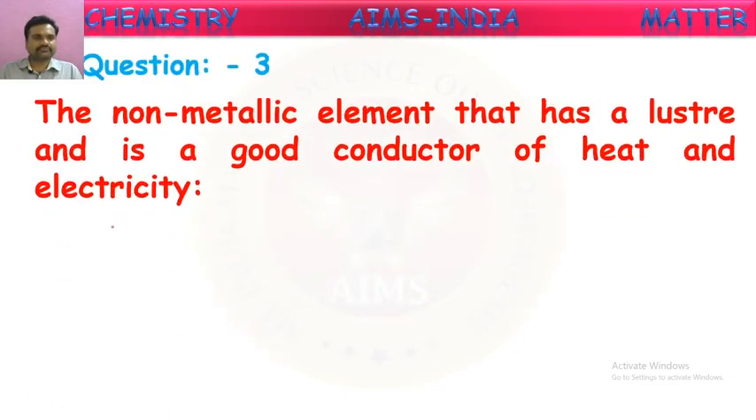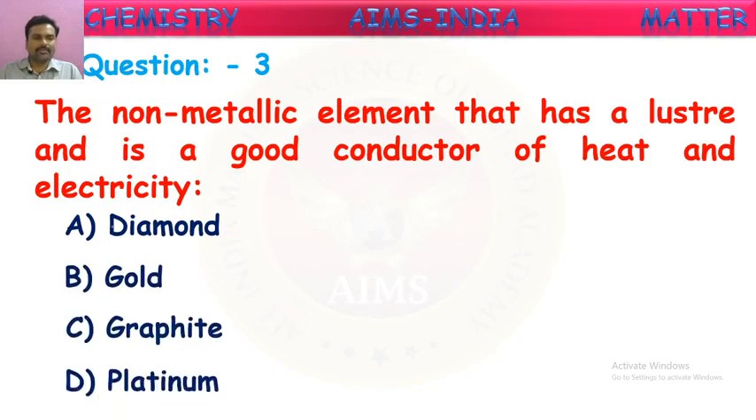Next. The non-metallic element that has a luster and is a good conductor of heat and electricity is, what is that element? Let us see the options: diamond, gold, graphite and platinum. Out of these elements, which is a non-metallic element that has a luster and is a good conductor of heat and electricity? What is it, children? Yes, it is graphite. Very good. It is graphite.